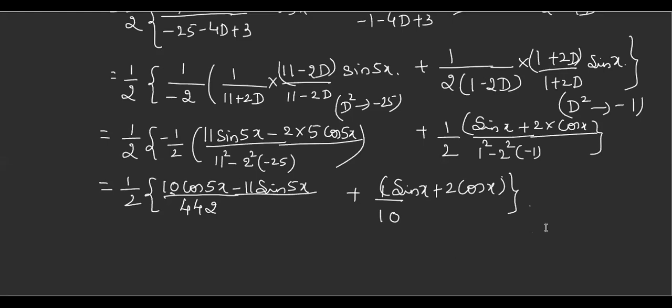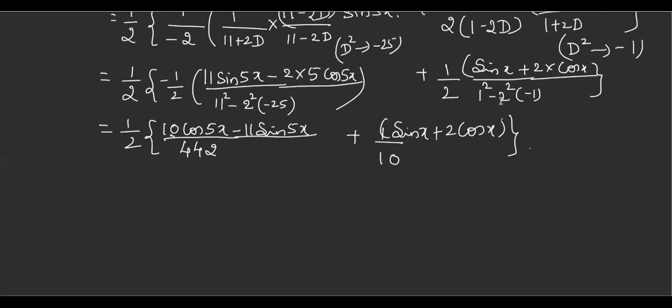Just check, is it correct? 2 square, 1 plus 4 is 5. 5 2s are 10. This is my particular integral. See, a little bigger PI we are getting. So now you can write the general solution: CF plus PI.